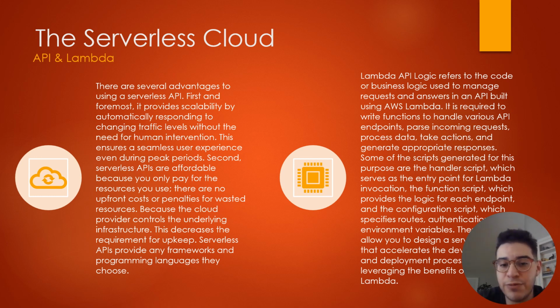Right? Whenever we talk about Lambda, we refer to the code or business logic used to manage requests and answers into the API built using AWS Lambda, right? It is required to write functions to handle various API endpoints, parse incoming requests, process data, take actions, and generate appropriate responses. Some of the scripts generated for these servers, just as the entry point, will invoke the function script, which provides the logic of each endpoint.